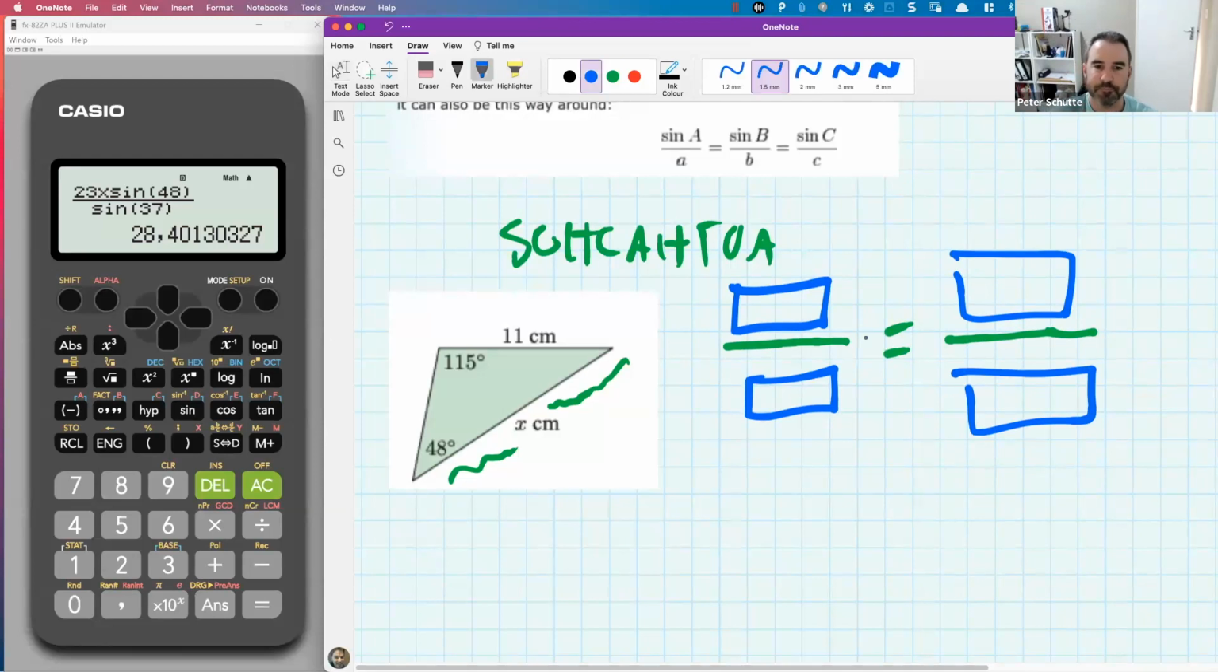Okay, I'll give you a hint. We want to know what x is. So I'm going to write x first. What do you think is going to go below x?